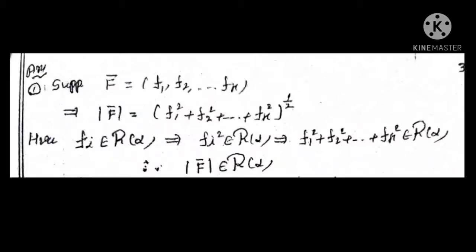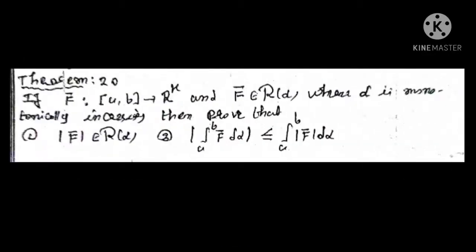Now, second result: modulus of RS integral of f bar with respect to alpha on closed interval ab is less than or equal to RS integral of modulus of f bar with respect to alpha on closed interval ab.